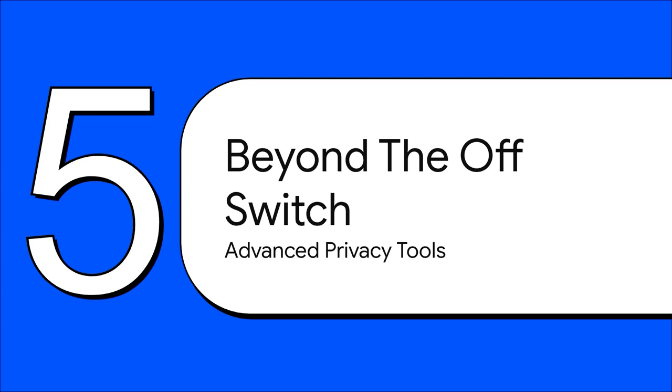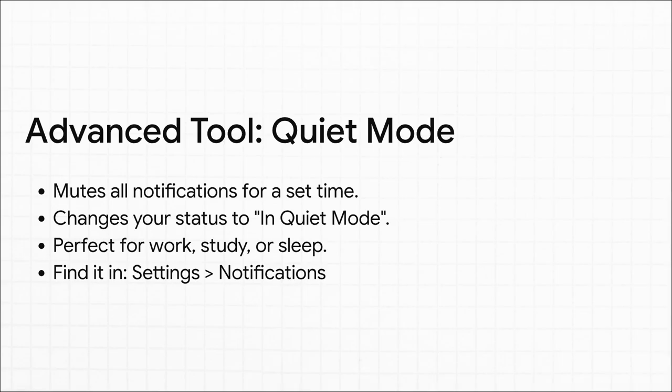Okay, so for those of you who are thinking, I want even more control, you're in luck. Turning off your active status is really just the first step. Instagram actually has a couple of other really powerful tools hiding in the settings. First, there's quiet mode. You can think of this as the do not disturb sign for your entire Instagram account. It'll mute your notifications, but it also publicly changes your status to "in quiet mode," so people know you're not ignoring them. It's absolutely perfect for when you need to focus on work, study, or just get some sleep.